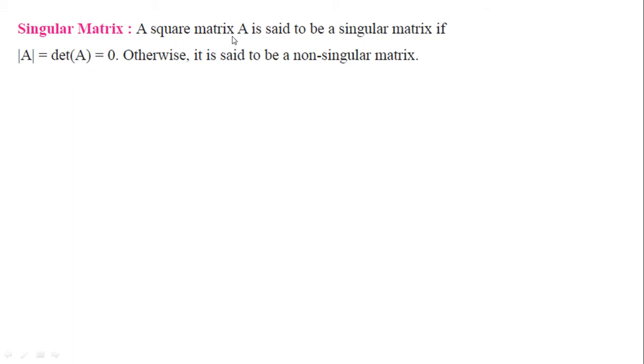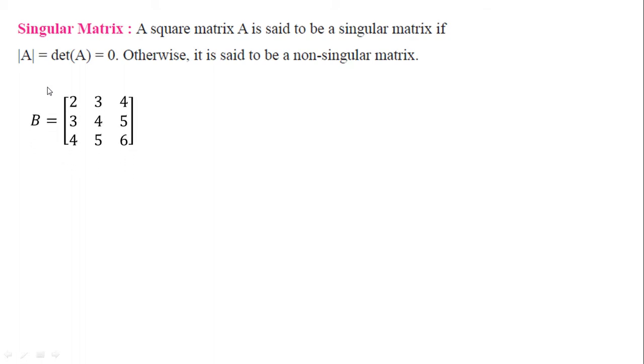So in this case, if you are given a square matrix and you want to check whether it is singular or non-singular, then how will you check that? We have to find the determinant, and if the determinant of the matrix is 0, then we can say that it is singular, otherwise it is non-singular. We will take one example for this.